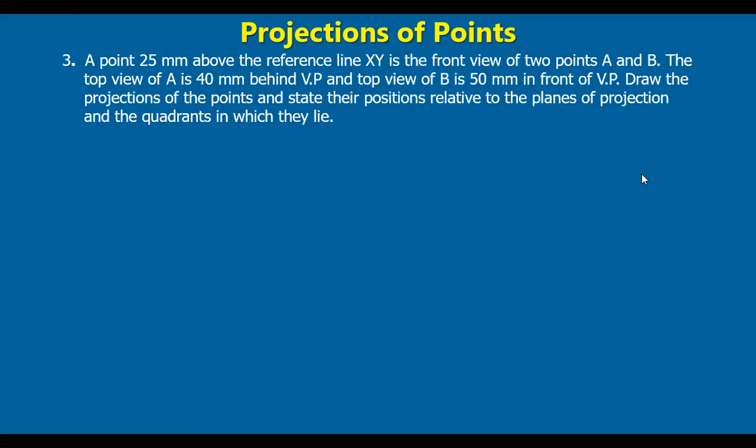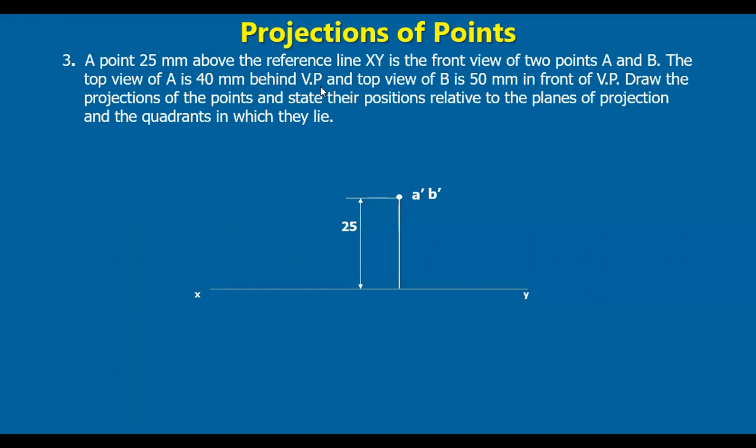Okay, next. A point 25 mm above the reference line. We draw the reference line first, and 25 mm above the reference line is point A. Above the reference line, that means it is A dash. And it is the front view of 2 points, not only A. For both A and B, it is the front view. So at a distance of 25 mm, we put a point here, and this is nothing but A dash as well as B dash.